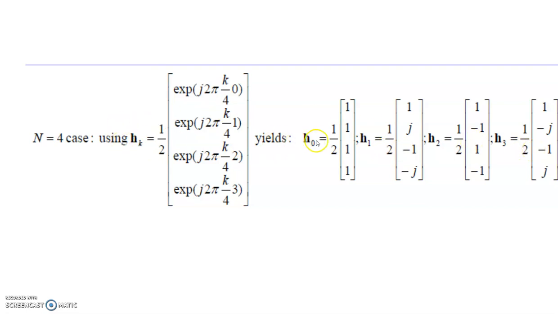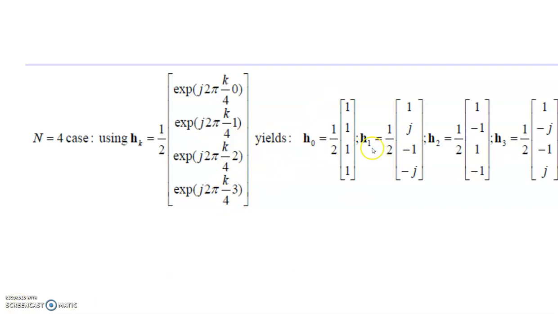So I can solve for h equal to 0. H0 means substituting k equal to 0. Substituting k equal to 0 means I will have e raised to 0. The second term is again e raised to 0. The third term, k equal to 0, means e raised to 0. The fourth term, e raised to 0. So all the terms will be equal to 1.